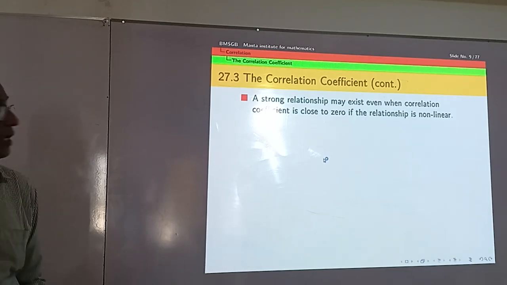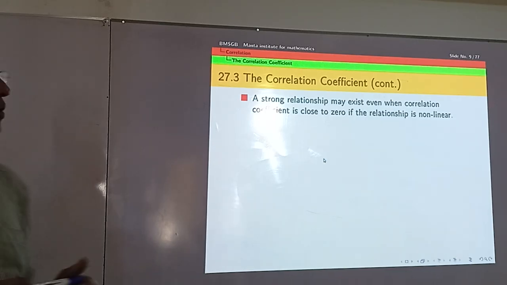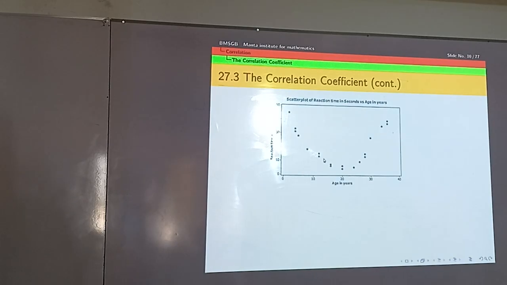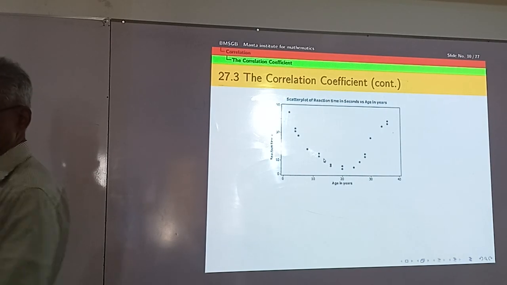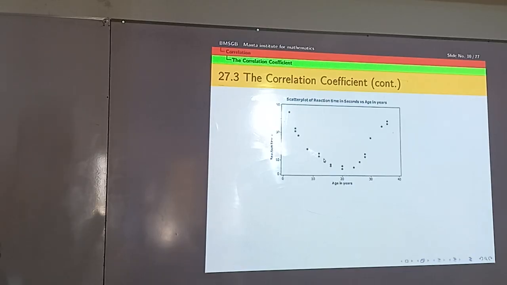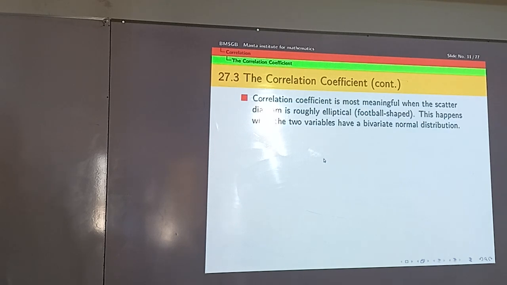Okay, a strong relationship may exist even if the correlation coefficient is close to 0. This is one example I can give here. If you calculate R, it will be very close to 0, but there is a very strong quadratic relationship.